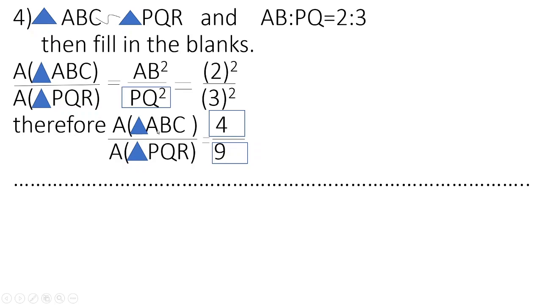Therefore, area of triangle ABC upon area of triangle PQR is equal to, again both empty brackets are given, you have to fill these. 2 square is equal to 4 and 3 square is 9. So, from the given ratio of corresponding sides, we find the ratio of the areas of both similar triangles. Area of triangle ABC upon area of triangle PQR is equal to 4/9.